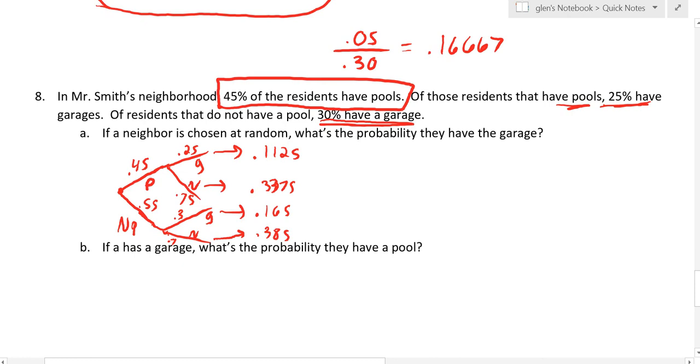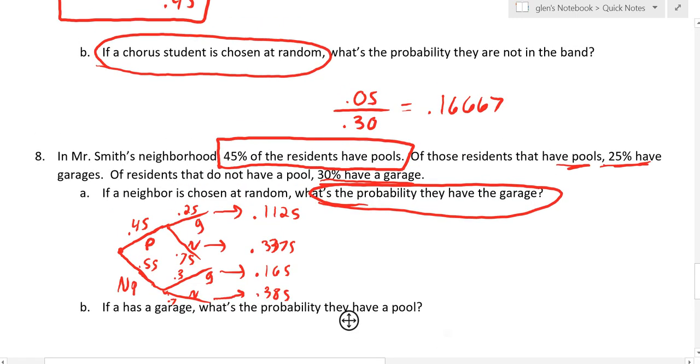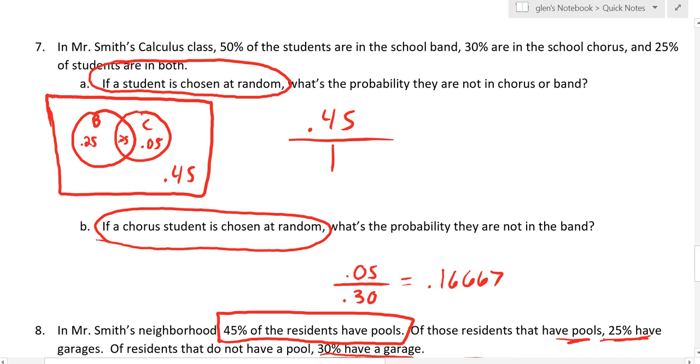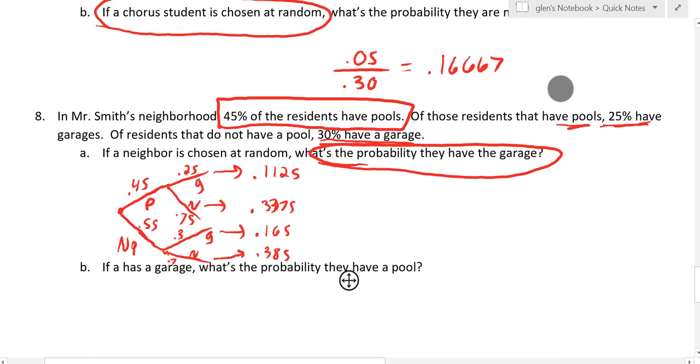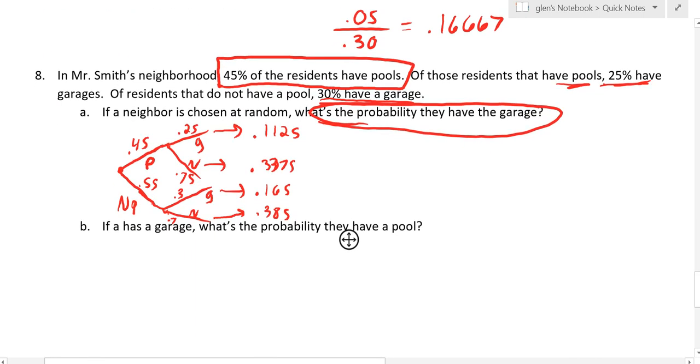By the way, what's the probability someone has a garage? Well, all you do is you go through and look at all the groups that have a garage. Okay? Just like we did up here in this circle. Like, what's the probability someone's in band? 50%. You add up 0.25 and 0.25, right? The whole band circle makes up 50%. If we were to put these in circles, the whole garage circle will be made up of this and this. So the probability that someone has a garage, you just add those two together. That's it. Just like you did in the Venn diagram.